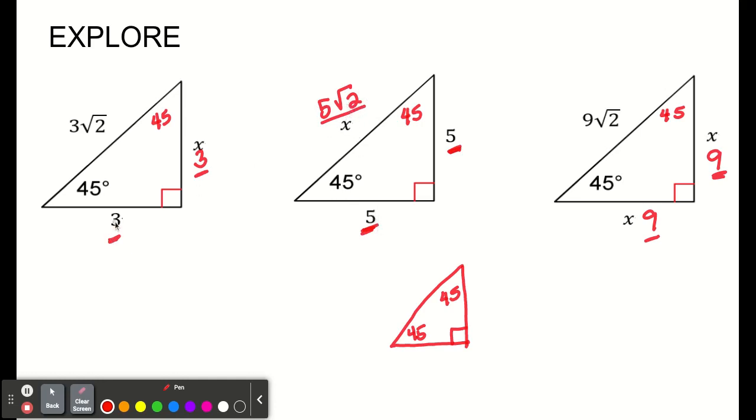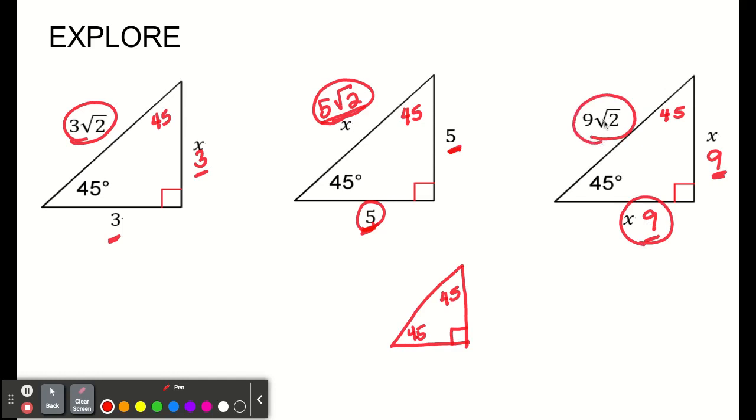So here our leg is 3, we multiply that by the square root of 2, and we get 3 radical 2 for the hypotenuse. Here the leg is 5, we multiply the leg by the square root of 2, and that gives us a hypotenuse of 5 radical 2. And lastly, a leg here of 9, we multiply by radical 2, and that gives us a hypotenuse of 9 radical 2.